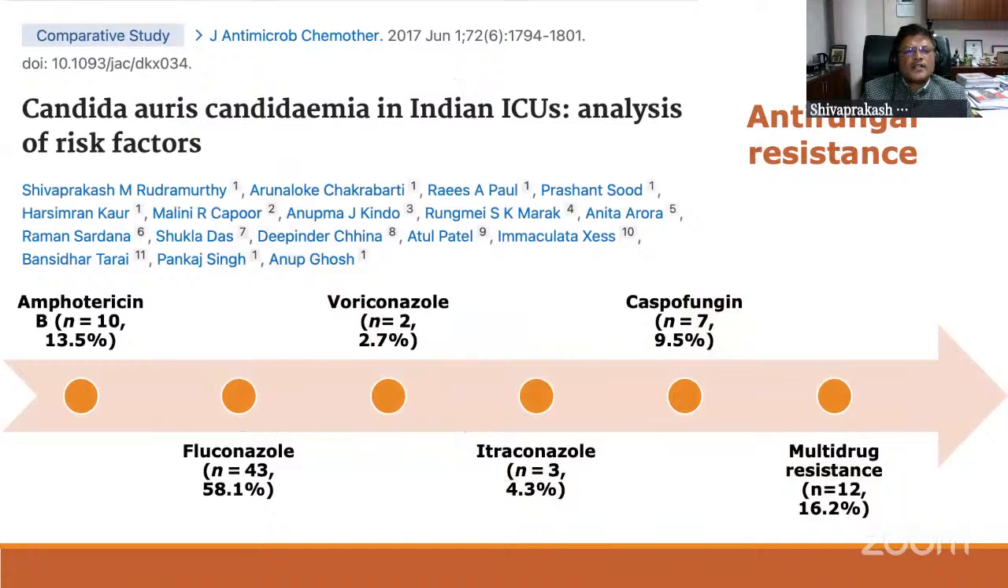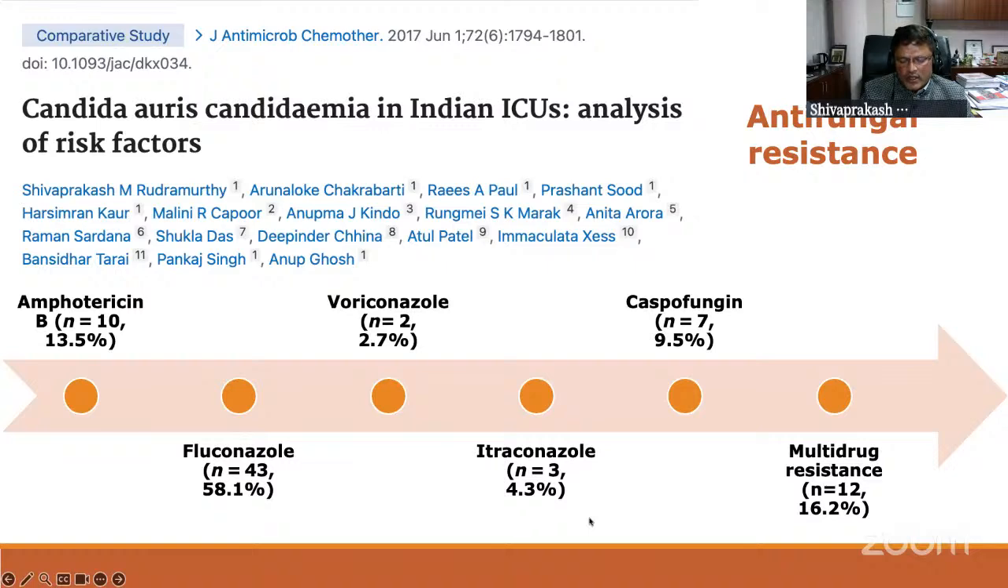Candida auris. So you can see the split-up of the Candida auris susceptibility testing. For amphotericin B, you can see all the three different classes of antifungals. Amphotericin B resistance is 13.5% in the Indian clade, that is clade 1. Voriconazole 2.7% resistance. Caspofungin 9.5% resistance. So multi-drug resistance in total we could see in 12 isolates of 901.